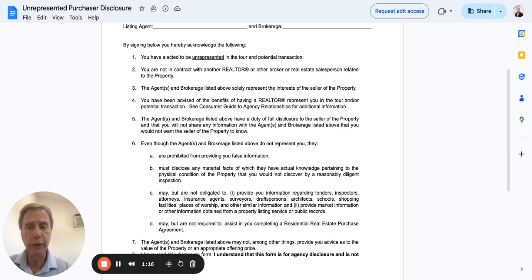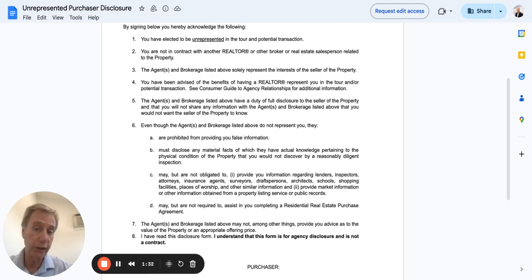Also, they're representing to you that they're not in a contract, a buyer's agency contract, with any other realtor, or have seen it with another broker or real estate agent, or have some relationship with them. They're representing to you that they have not done that. That is number two. Number three, agents of the brokerage listed above solely represent the interest of the sellers. Again, we're making it perfectly clear.